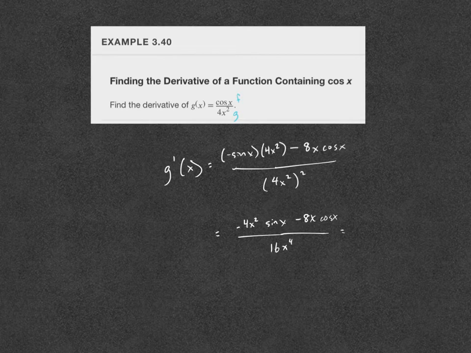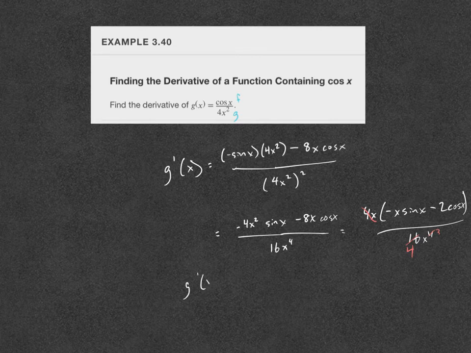All right, and you'll see what I mean in a second. Let's take out a 4x from both terms. Negative x sine x minus 2 cosine x divided by 16x to the fourth, and that 4x in the numerator cancels a little bit of stuff out of the denominator. So I'm going to rewrite what I have left, g prime of x, negative x sine x minus 2 cosine x divided by 4x to the third power.